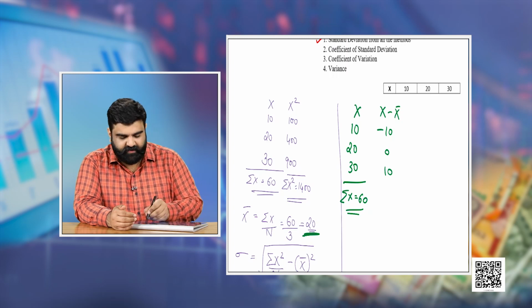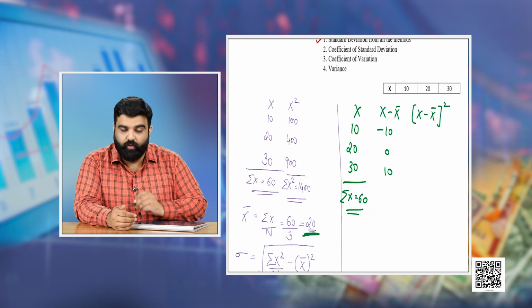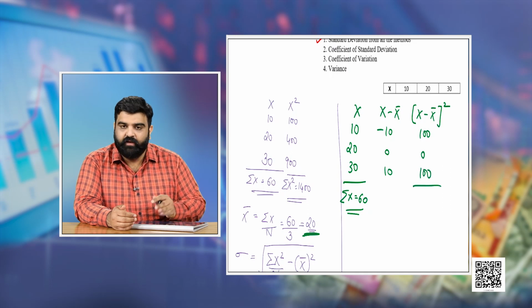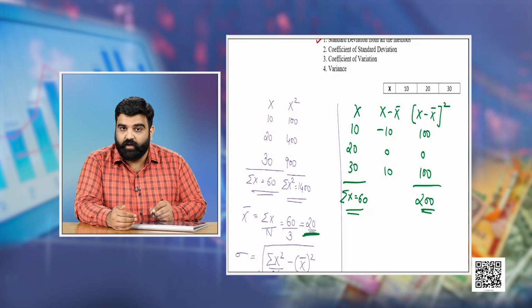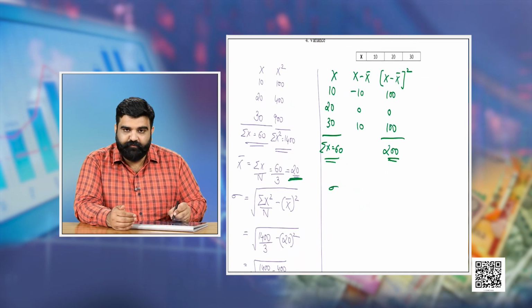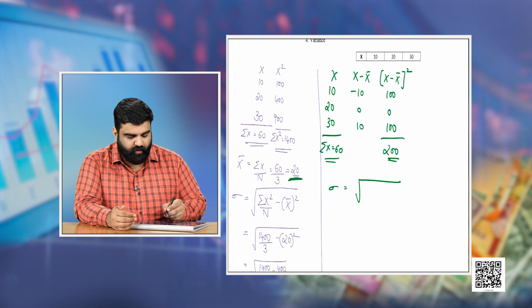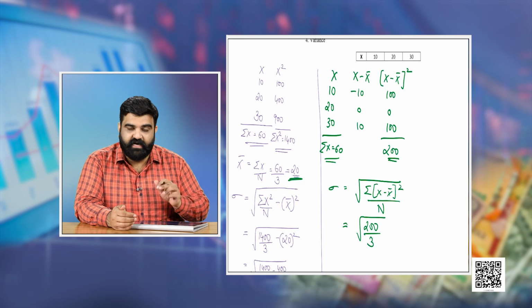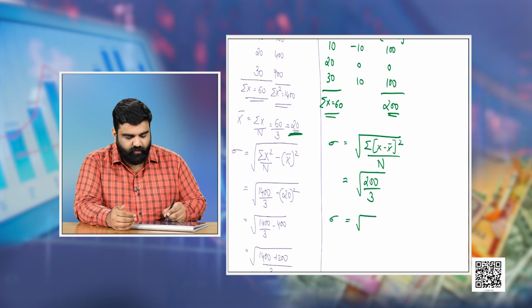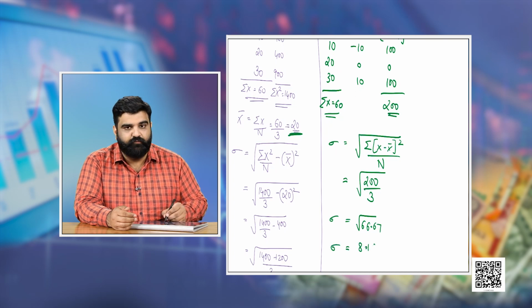Now, let us square these values. So, we have x minus x bar the whole square. So, this will be 100, this will be 0 and this will again be 100. Let us total them out, the total will be 200. Now, let us apply the formula, which is square root of sigma x minus x bar the whole square divided by the number of items. So, we have the total as 200, dividing it by the number of items, that is 3, will fetch me the value root 66.67, and hence my standard deviation would be 8.16.